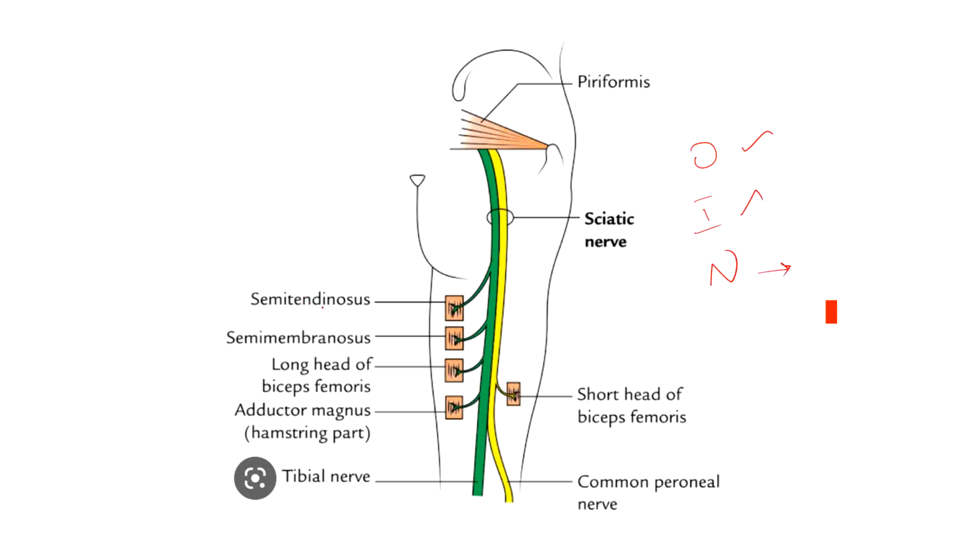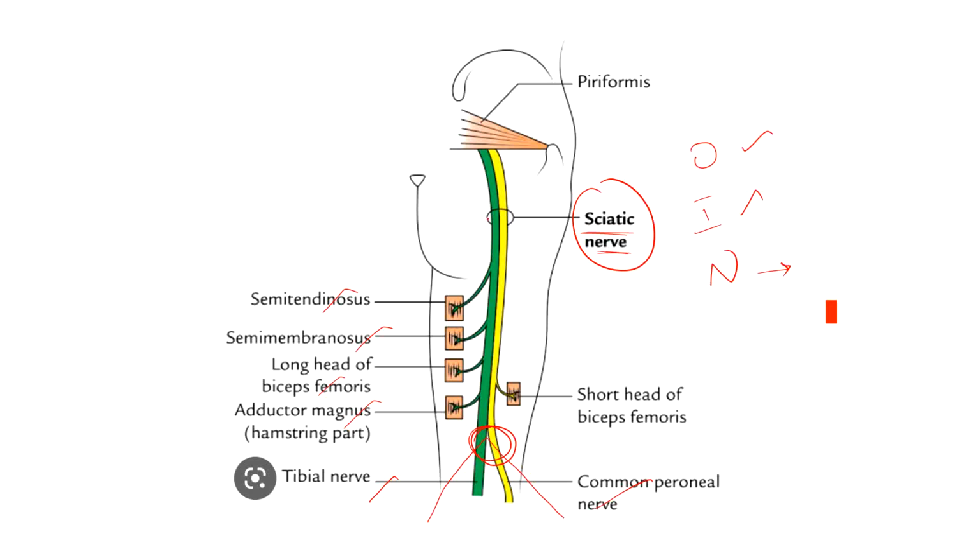All the hamstring muscles, semitendinosus, semimembranosus, long head of biceps femoris, ischial part of adductor magnus, all the muscles are supplied by tibial component of sciatic nerve. So this is sciatic nerve in the posterior compartment of thigh. The nerve divides into tibial nerve and common peroneal nerve in the upper part of popliteal fossa, in the superior angle of popliteal fossa. Above this, the nerve is a single nerve. In thigh, it is a single nerve called sciatic nerve.